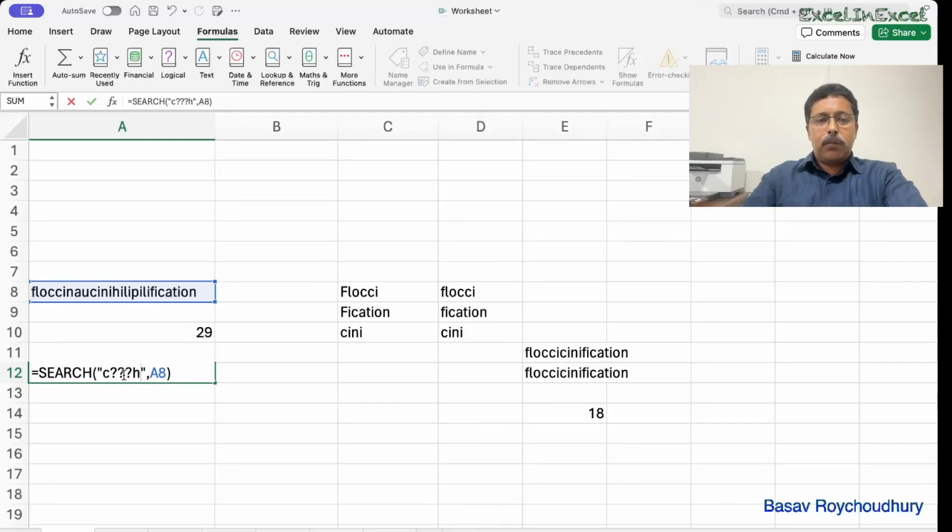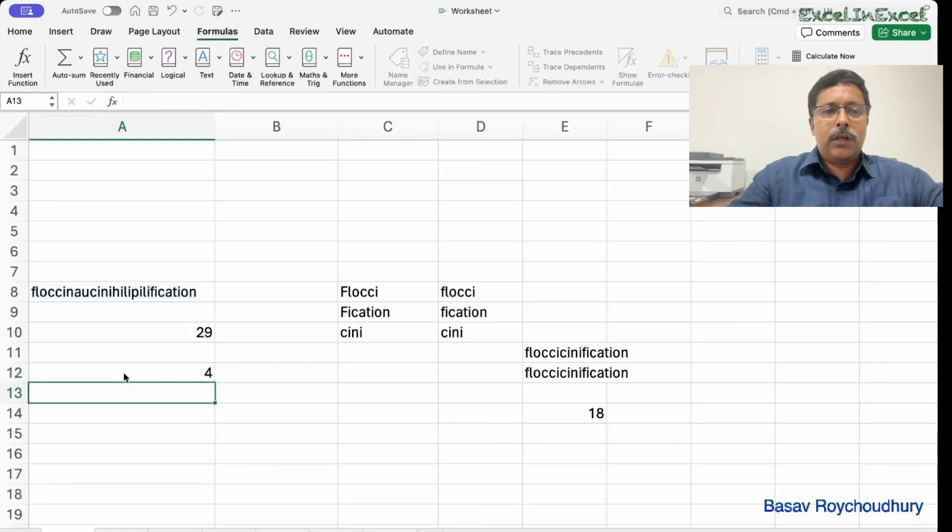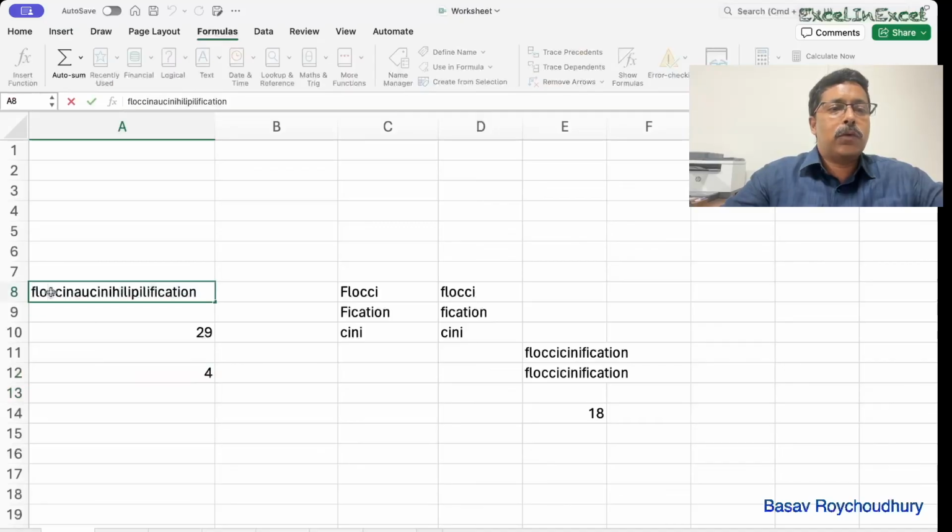So 5 characters I am looking at, starting with C. In the 3 it can be any character, but it should end with an H. When I give asterisk, it means starting with C with any number of characters in between, ending with H. Now what satisfies this condition was this. Let me highlight it here. This part satisfies this condition, starting with a C with any number of characters ending with H, and therefore the starting position was 4th.